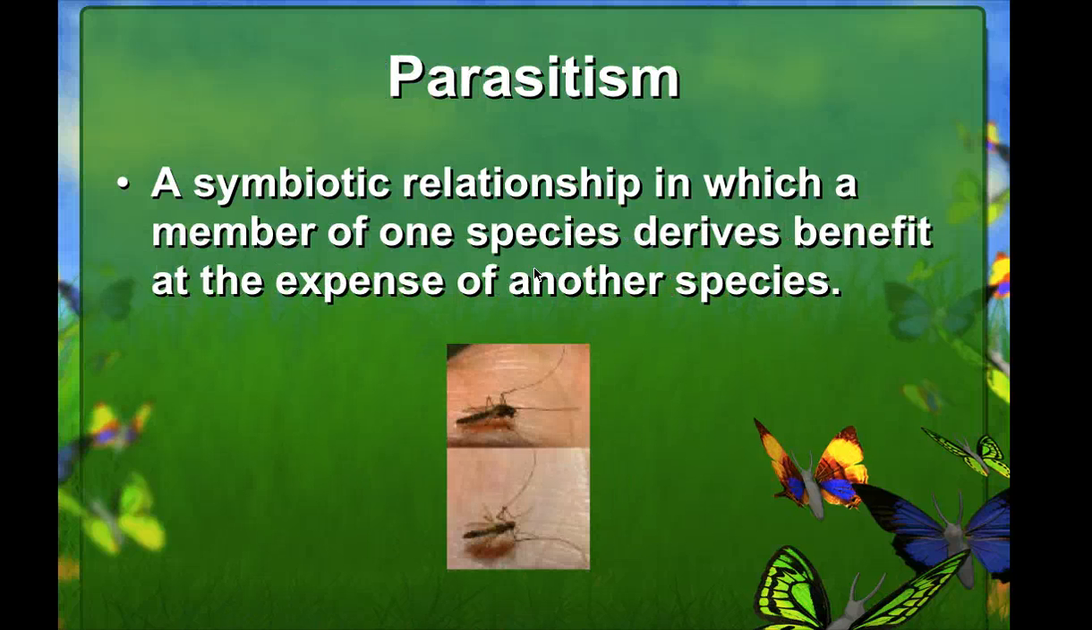Parasitism, a symbiotic relationship in which a member of one species derives benefit at the expense of another species. So one is harmed, one is helped. The mosquito biting the human, the flea on a dog, that is parasitism.